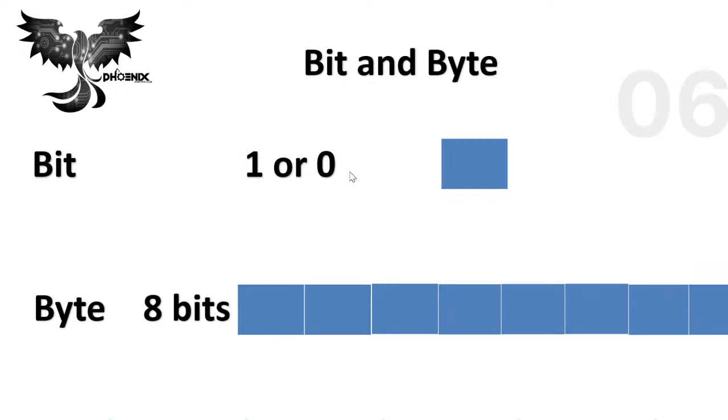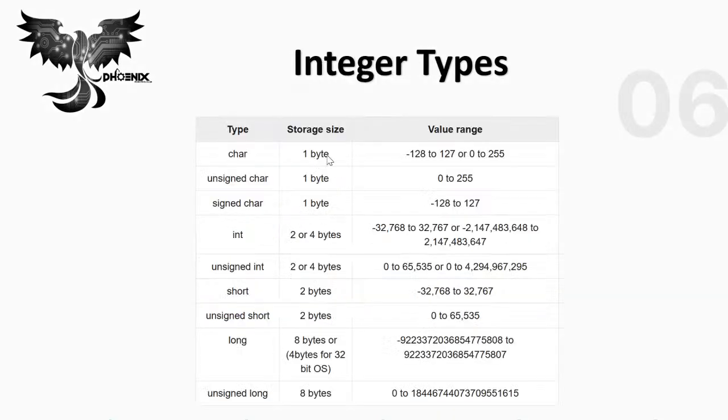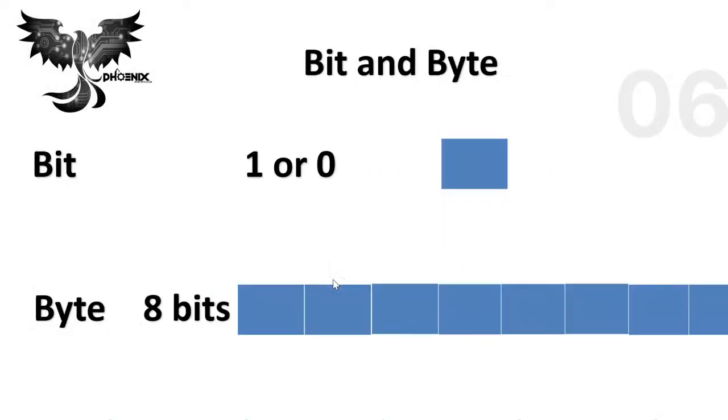Here also, 4 bytes means 4 into 8, that is 32. So it can store 32 bits of data. And 1 byte means 8 bits of data. It can have 8 characters. If we want to increase the data type, we can use the keywords unsigned, short, and so on.